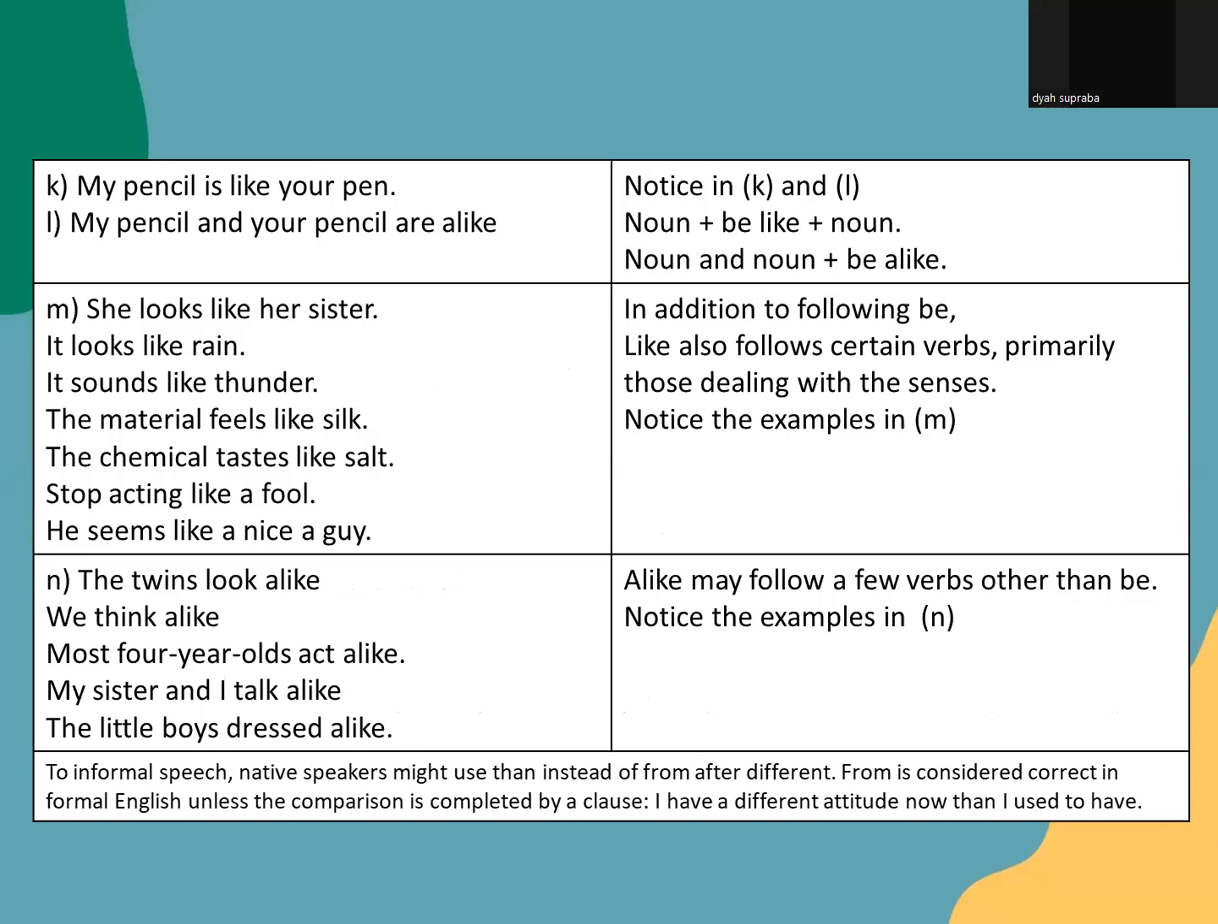In example K and L, we are going to use like and alike. My pencil is like your pen. My pencil and your pencil are alike. Notice in example K, noun plus be like, my pencil is like, and then another noun. My pencil is like your pen. Example L, noun, and then be alike. Because there are two nouns, we use are. My pencil and your pencil are alike.